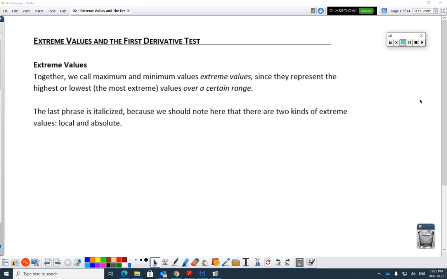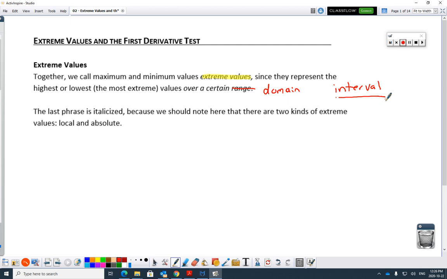Here's max mins. Together we call maximum and minimum, as a group, extreme values, since they represent the highest or the lowest, the most extreme values over a certain, word used a little sloppily there, over a certain domain, over a certain interval would have been a great word. Interval. I like that the best word should have been in these notes. Over a certain interval, we're looking for the highest and the lowest values.